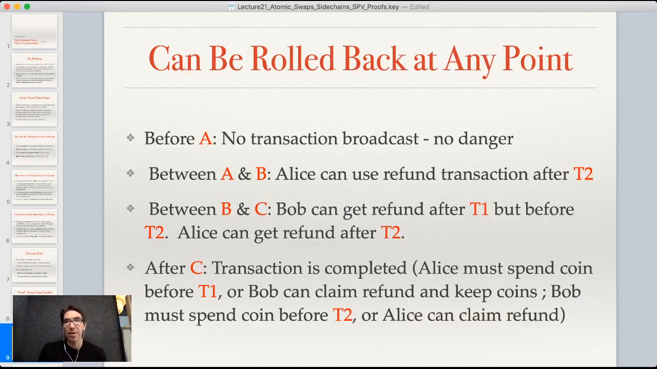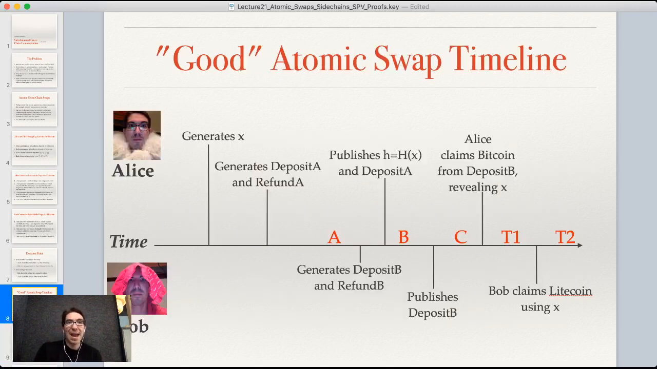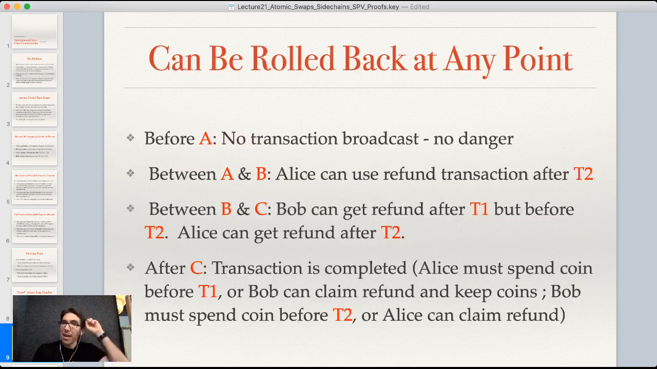So at any point here, either the whole thing can go through, assuming that Alice and Bob and/or their scripts are paying attention, or the whole thing can be rolled back. So if we look back at our times, before A, there's absolutely no danger because nothing has even been sent out to the blockchain. No one has published anything. Between A and B, Alice can always use her refund transaction to get her tokens back. And between B and C, if we assume that Alice did the work, but Bob sees something wrong or changes his mind, Bob can get a refund up until point T1, and then Alice can get a refund after T2. And if it's any time after C, well, the transaction has been completed.